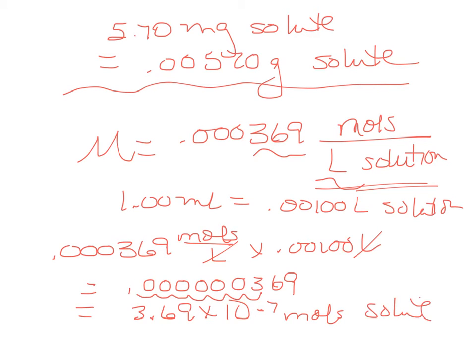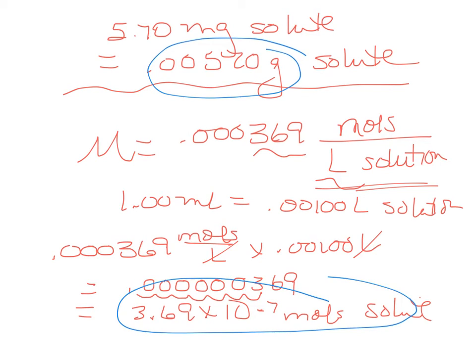And now I can get molar mass. Remember, molar mass is grams over moles of something. I have both grams of the solute, moles of the solute. So if I put them together, I'm going to be able to get molar mass. So that is on the next page.